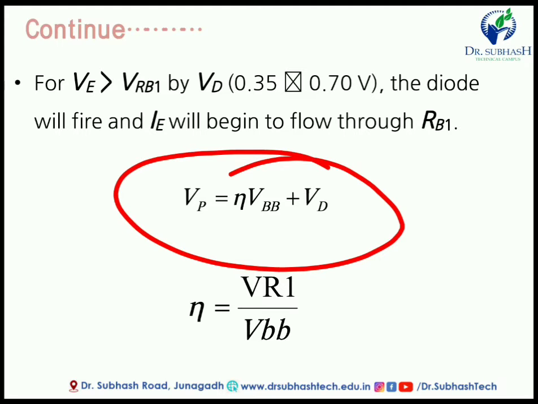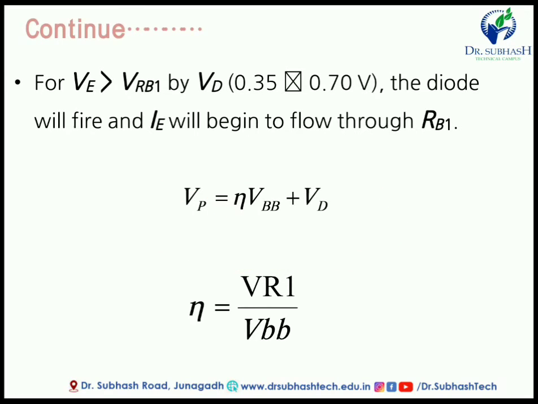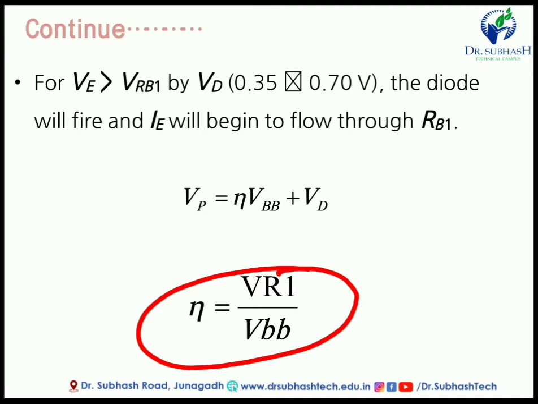So you have to remember this equation for VP. We will talk about VP later in the next slide, because it is related to the internal VI characteristic of the UJT. VP is nothing but the peak voltage, which is eta VBB plus VD. VBB is the total voltage between B1 and B2, and eta is VR1 divided by VBB. This is the most important equation for the UJT.